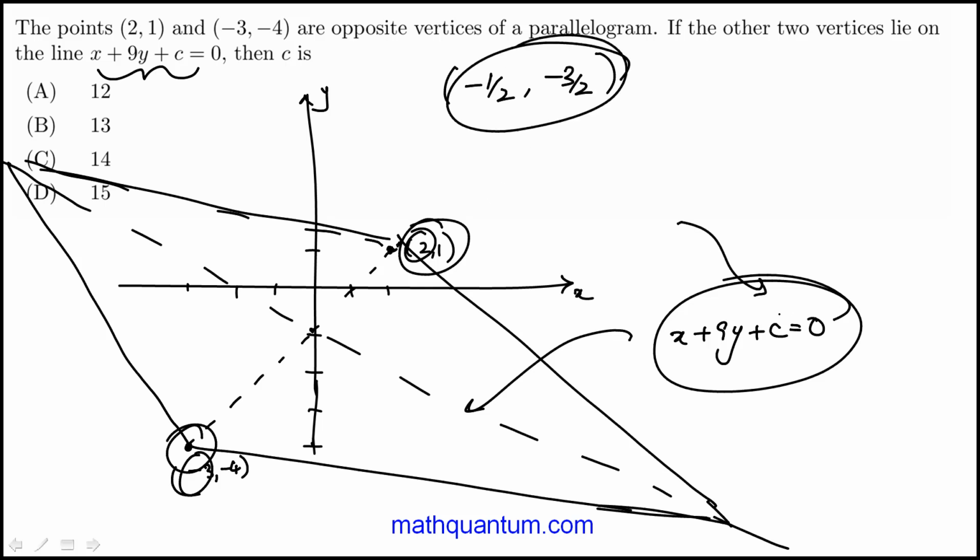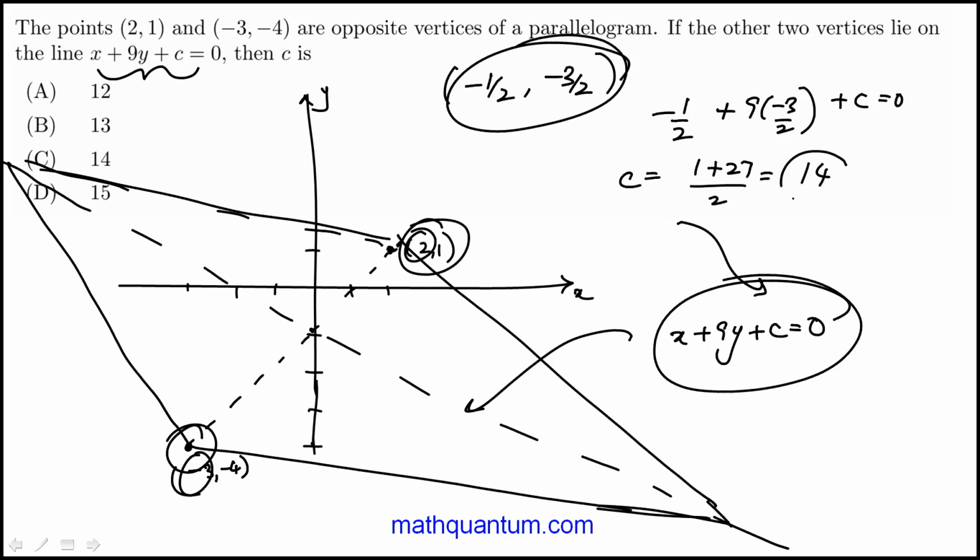So this line has to pass through that, which is you can just replace x and y. Plus 9 times -3/2 plus c equal to 0, which means c is 1 plus 27 over 2, which is 14.